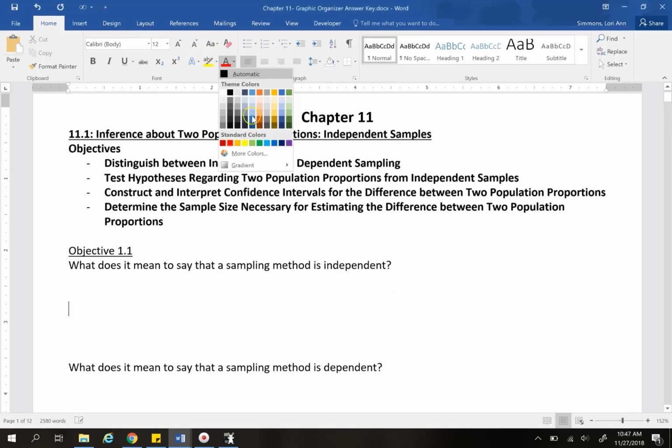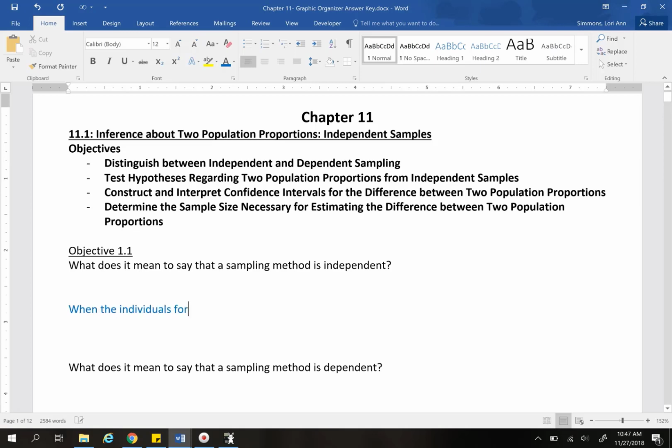So let's first start off by figuring out what it means when it says that a sampling method is independent. This is when the individuals for one sample do not dictate which individuals are to be in the second sample.